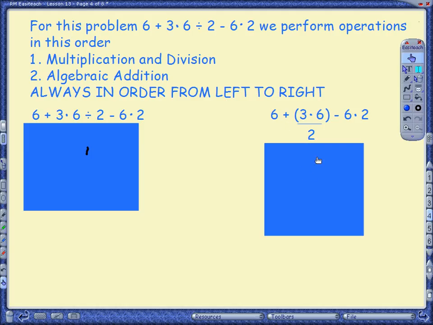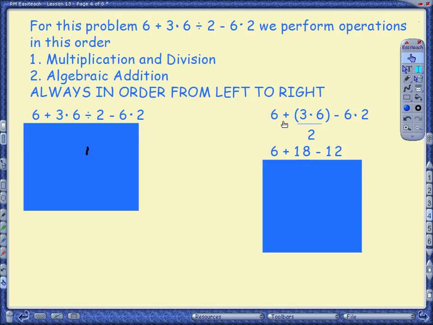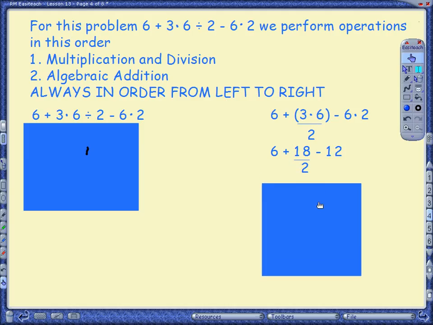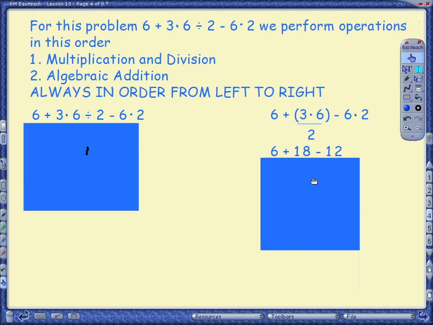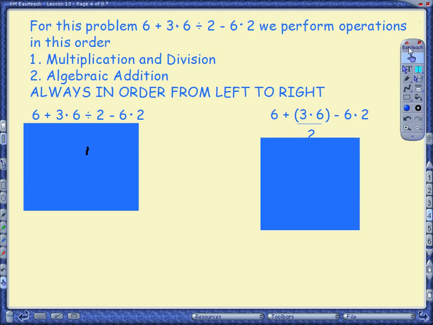This one, we have a multiplication, another multiplication, and then we'll go back and do our division. But first, we're going to simplify our multiplications in order from left to right. 18, 3 times 6, 6 times 2 is 12. 18 divided by 2 is 9, and again we have 15 minus 12, which equals 3. Okay, I hope you're all seeing how this is done.